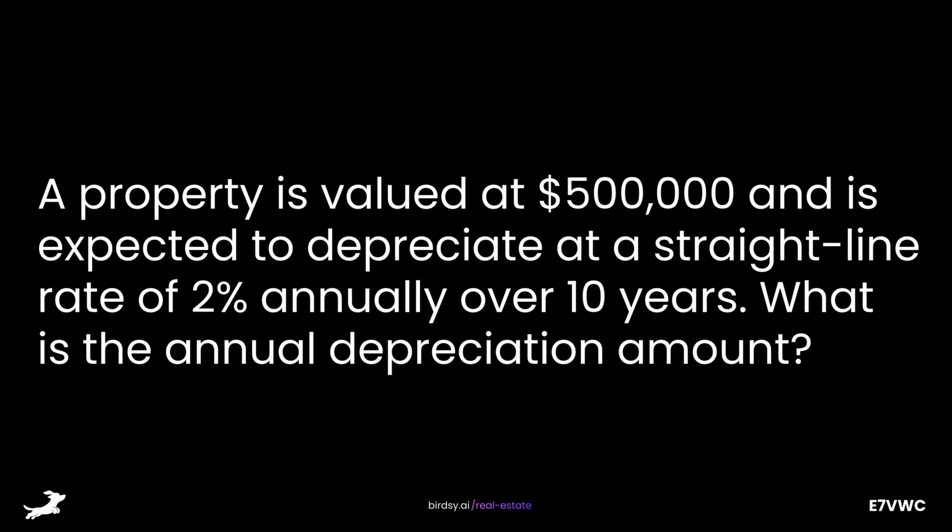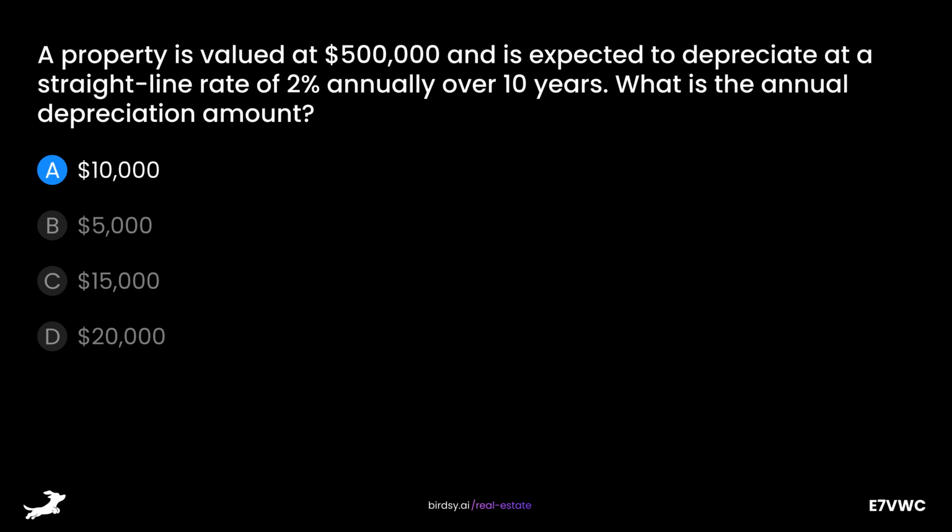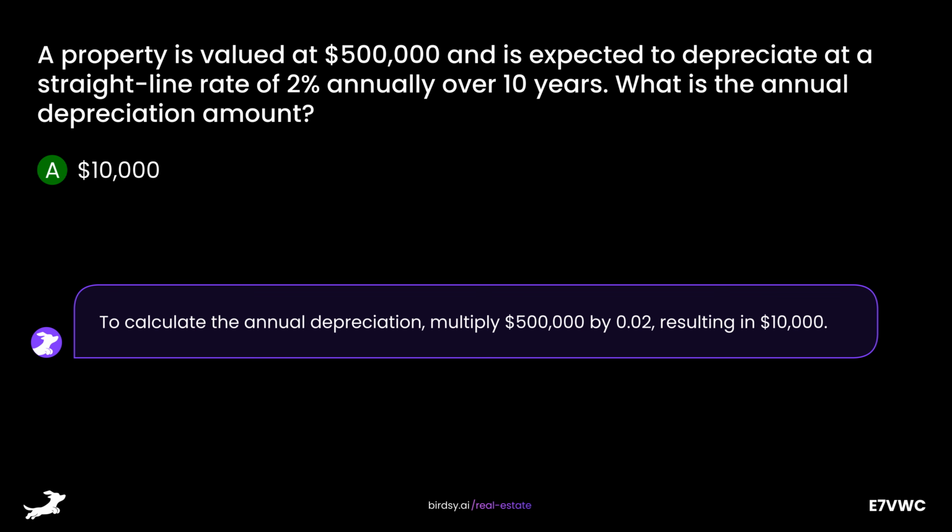A property is valued at $500,000 and is expected to depreciate at a straight-line rate of 2% annually over 10 years. What is the annual depreciation amount? Is it A, $10,000, B, $5,000, C, $15,000, or D, $20,000? The answer is A, $10,000. To calculate the annual depreciation, multiply $500,000 by 0.02, resulting in $10,000.